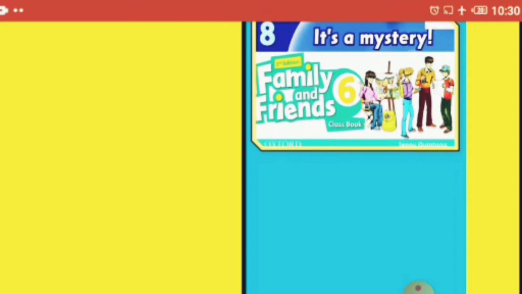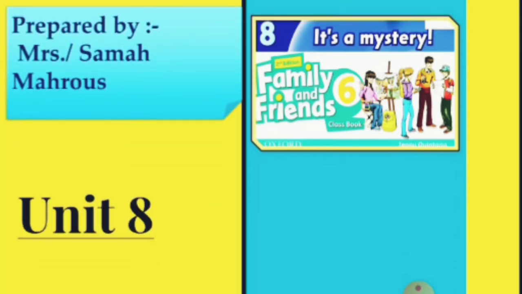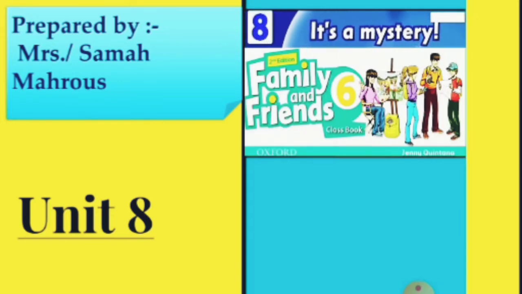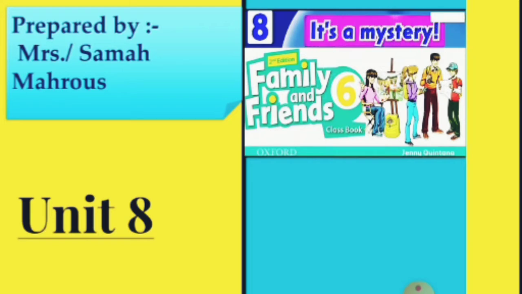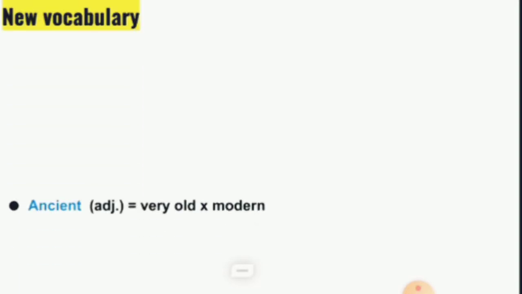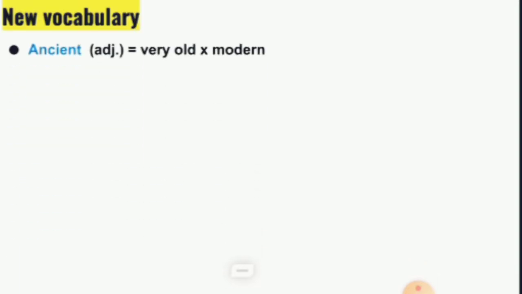Today we are going to discuss the vocabulary of Unit 8, Family and Friends. Unit 8. It's a mystery. Let's see some important vocabulary and discuss them together. We have the word ancient. Ancient is an adjective, which means very old, and the opposite of it is modern.